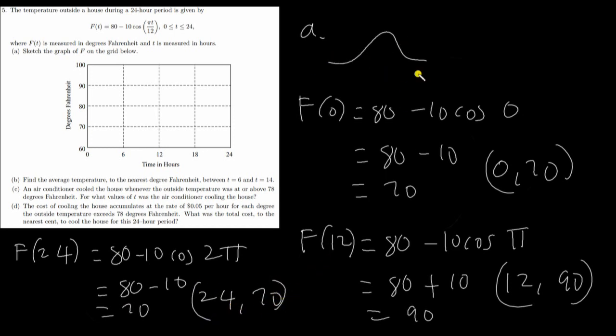So I have the general shape. I have these 3 points. And let's just plot those points on our graph here. So if t is 0, f of t is 70. 0, 70, right here. And then 12, 90. So when t is 12, f of t is 90. And then when t is 24, f of t is 70.